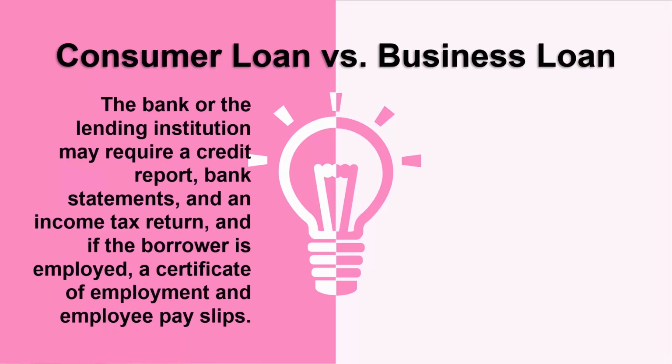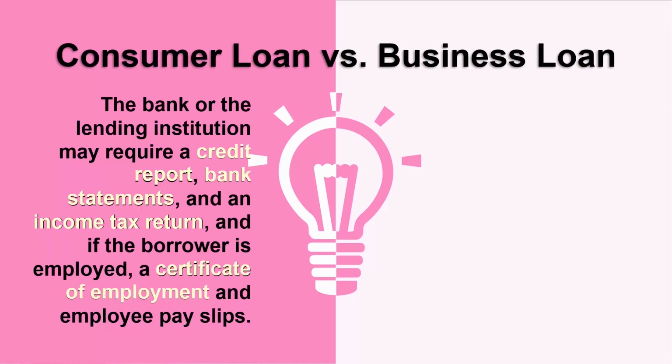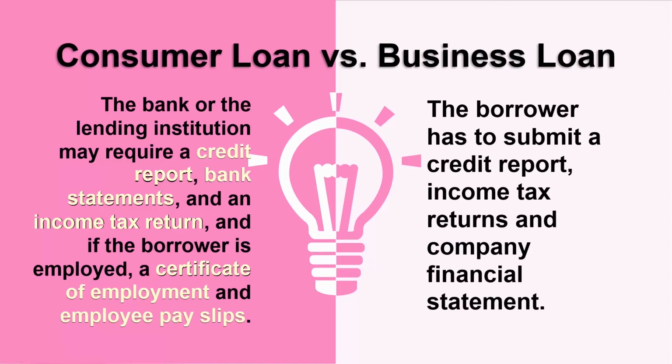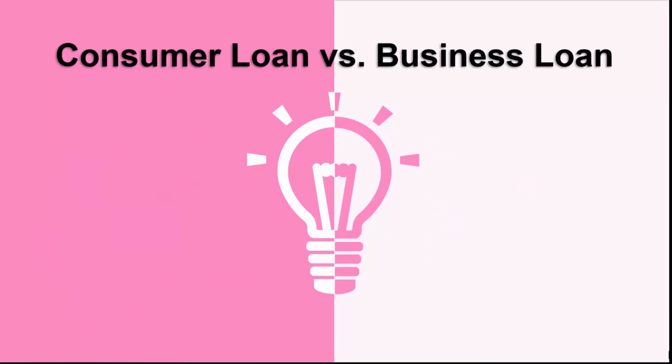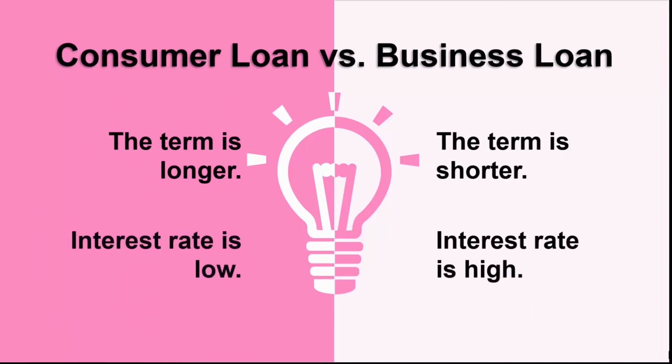In consumer loan, the bank or the lending institution may require a credit report, bank statement, and an income tax return. And if the borrower is employed, a certificate of employment and employee pay slips. While in business loan, the borrower has to submit a credit report, income tax returns, and company financial statement. In consumer loan, the term is longer, while in business loan, the term is shorter. In consumer loan, interest rate is low, while in business loan, interest rate is high.